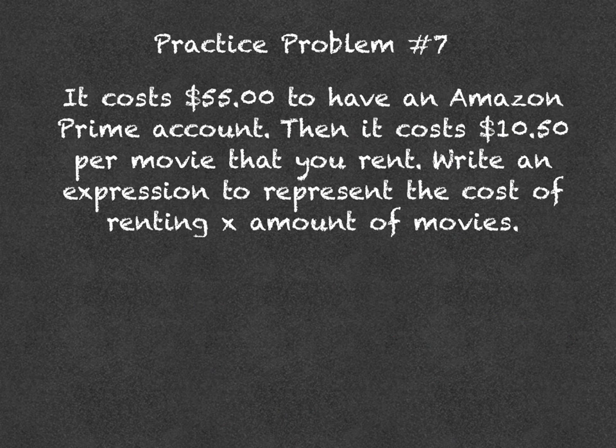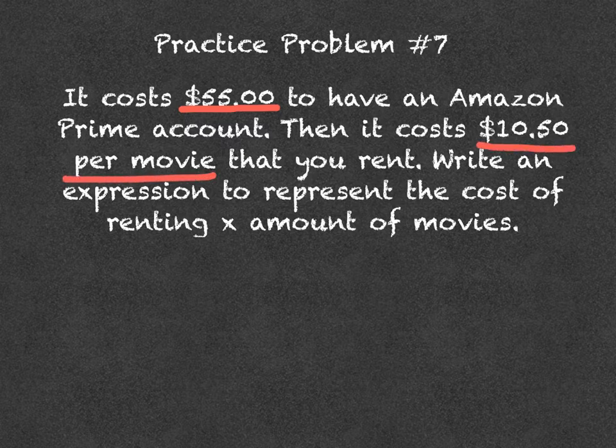Okay, they're going to start to get a little bit tricky here. Number 7, it says it costs $55 to have an Amazon Prime account. Then it costs $10.50 per movie that you rent. Write an expression to represent the cost of renting X amount of movies. Okay, so we're going to underline $55 to have an Amazon account. Then it costs $10.50 per movie. Write an expression to represent the cost of renting X amount of movies.